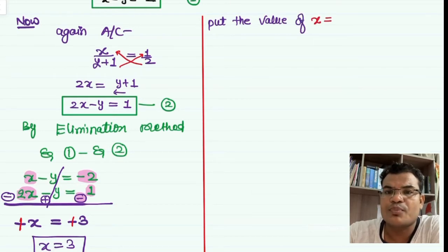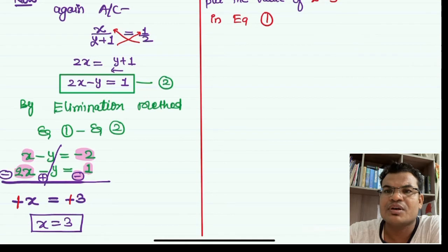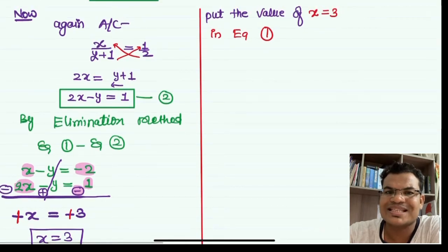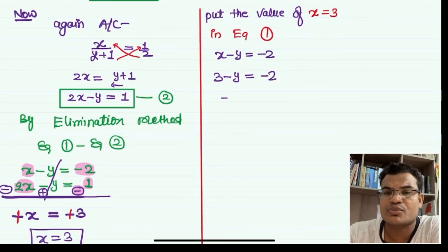So put the value of x equals 3 in equation number 1, and write down the equation first of all, and then put the values. My first equation is x minus y is equal to minus 2. So I'm writing here first of all x minus y equals minus 2. 3 is the value of x, so 3 minus y equals minus 2. Minus y equals minus 2 minus 3, so minus y is equal to minus 5.